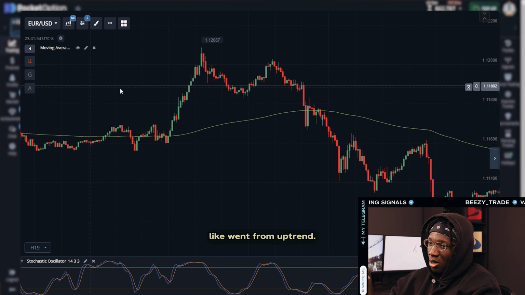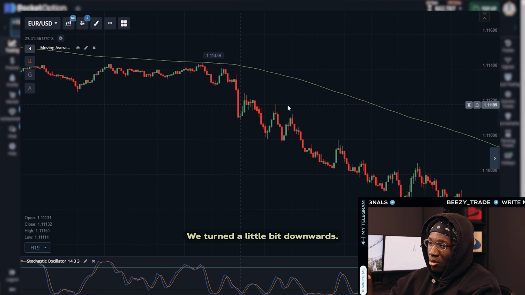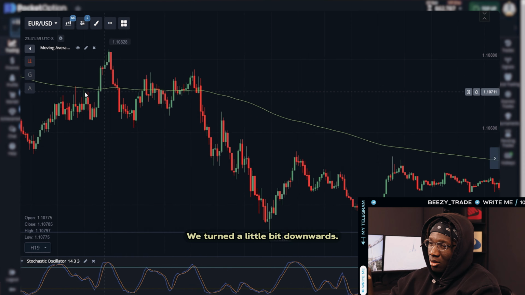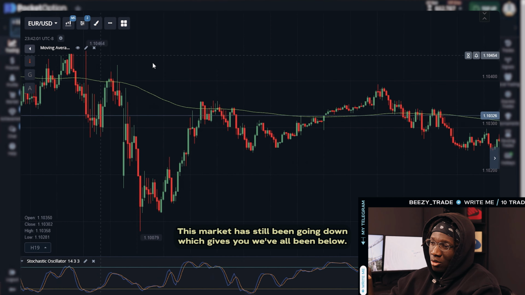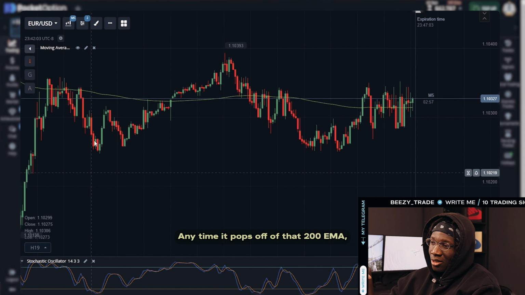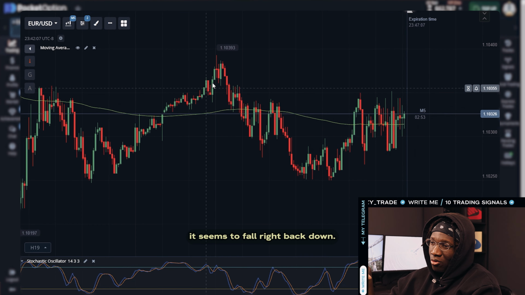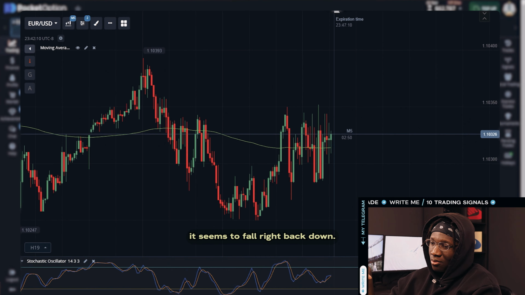It went from an upward trend, then we drilled down a little bit downwards. This market has still been going downwards. You can see we've all been below. Anytime it pops off of that 200 EMA, it seems to fall right back down.